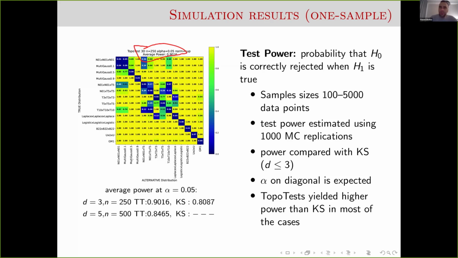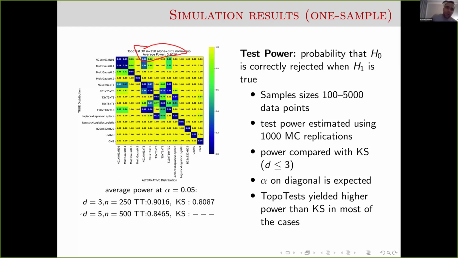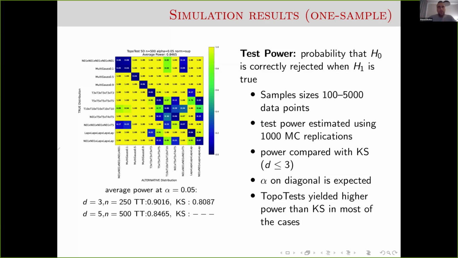This is the topological test. So let me go back and forth. You can see that the topological tests have significantly higher power. And over here we have the 5-dimensional point cloud with 500 points.